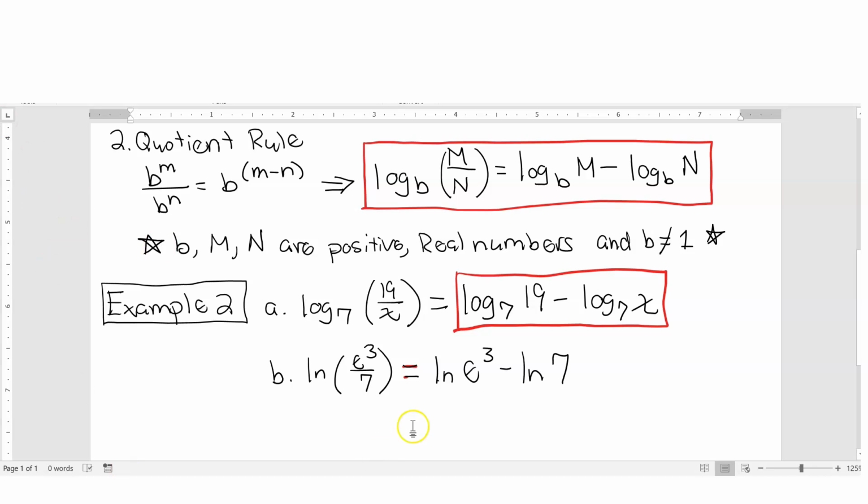Now remember, the natural log function is really the log function to base e. And because we have an expression with base e here, remember, e to what power would give me e to the third power? Well, that exponent or power would be 3. So much like we saw in example 1, this expression can actually be evaluated and simplified. And so the true final answer will be 3 minus natural log of 7.